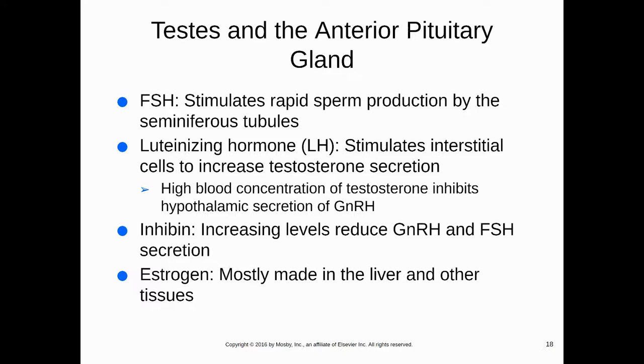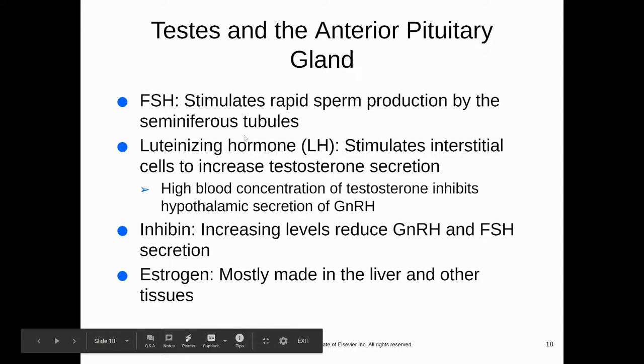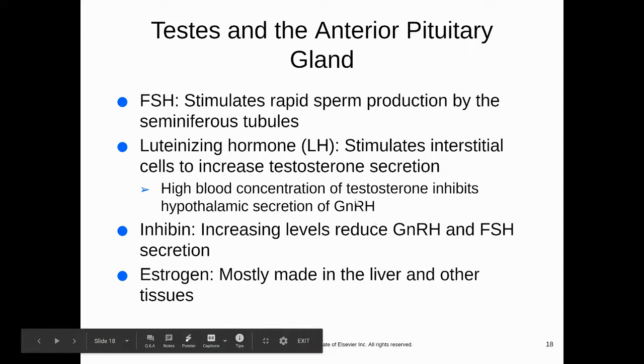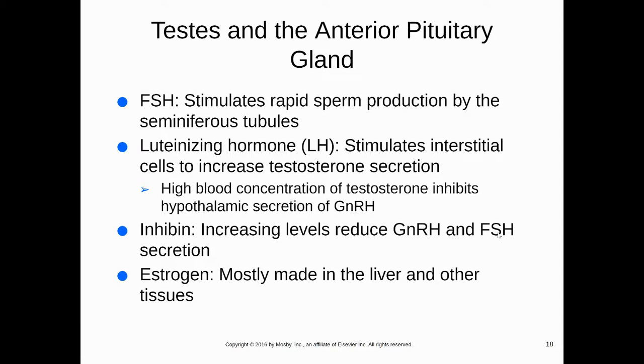Okay, so the testes and the anterior pituitary gland. We talked about this a little bit, but the idea here is the follicle stimulating hormone and the luteinizing hormone. Luteinizing hormone increases testosterone secretion. Follicle stimulating hormone stimulates rapid sperm production. In addition, you might see some estrogen and inhibin produced as well. So it's all about balancing out and making sure that we have the right amount of gonadotropin-releasing hormone and follicle stimulating hormone.